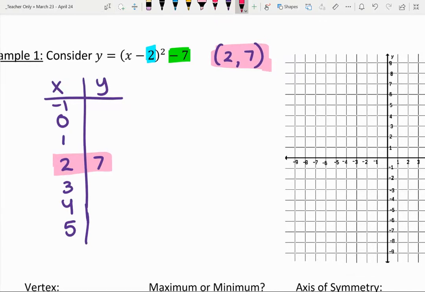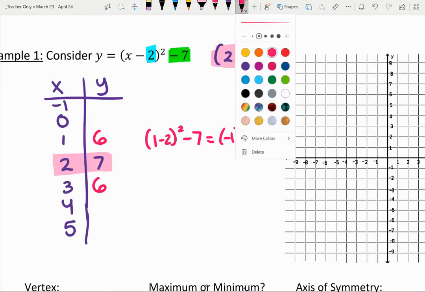So to find those y values, just like we've done all year long and since 8th grade, right, we plug in those x values. So 1 minus 2 squared minus 7. I plug in that x value 1, and that's going to give me negative 1 squared minus 7. That would be 1 minus 7, or 6. So that will be my y value there. And then remember, since parabolas are symmetric, I can just pick those other y values that are on the other side of the vertex there.